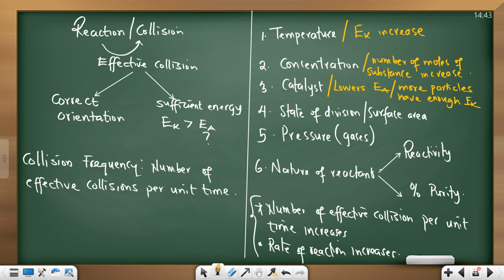will increase. State of division and surface area. If that increases, what happens? Number of particles available will also what? Increase. If that increases, what happens? The number of effective collisions will increase, the rate of reaction will. Can you see that? I keep going back to the last 2.